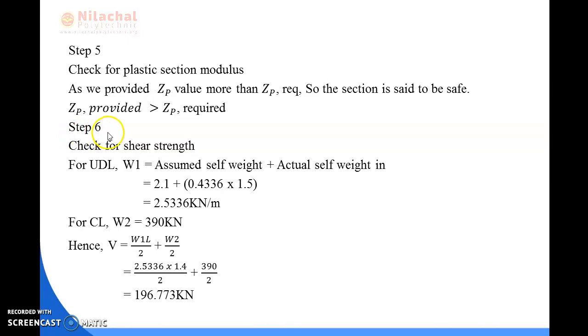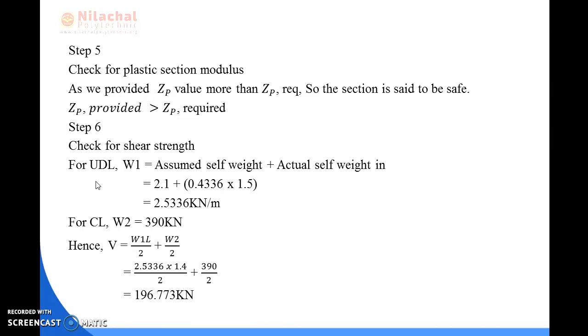So then step 6. In case of step 6, we have to find out the design shear strength and shear stress. So now we have to calculate the design shear strength for the two types of loading system separately. So for the UDL, first of all, the W1 value, we have to add the self weight of the beam, as we know that the assumed self weight is 2.1 and the actual self weight of the beam is got from the steel table as 0.4336.